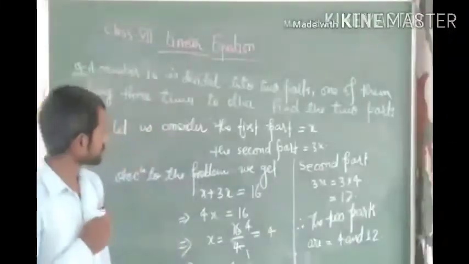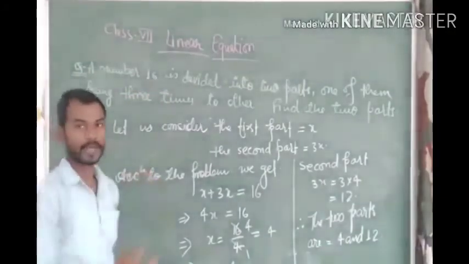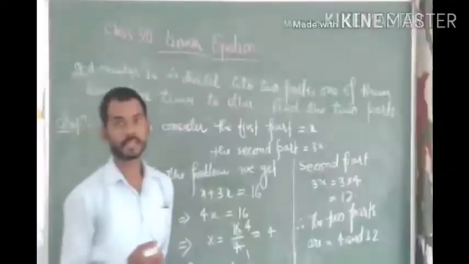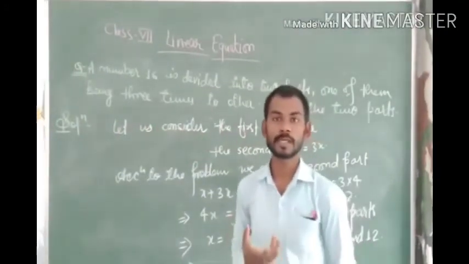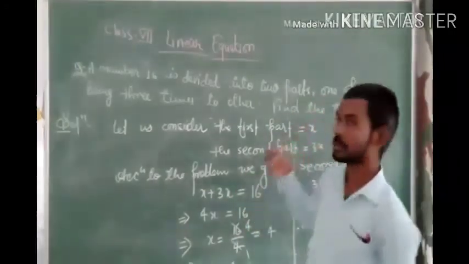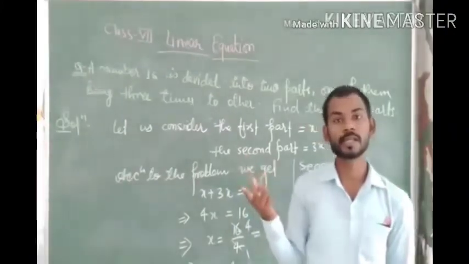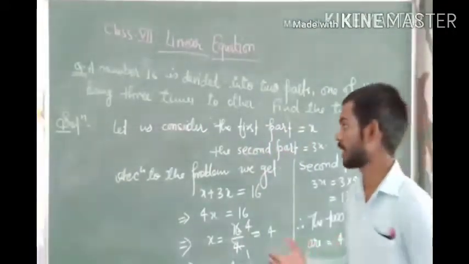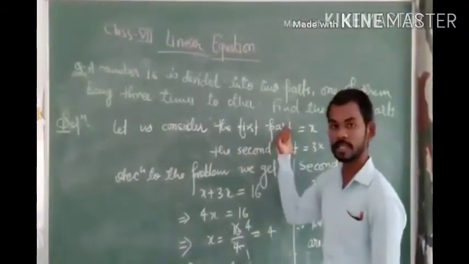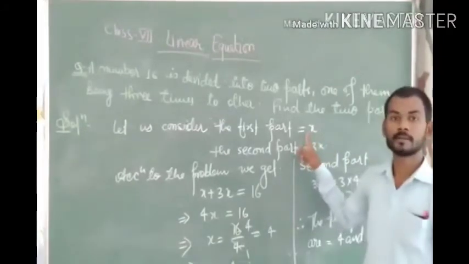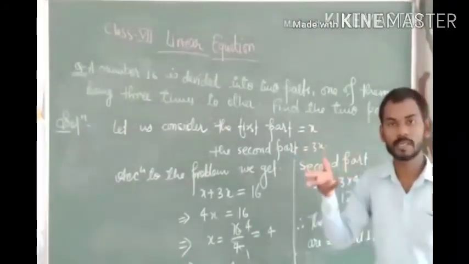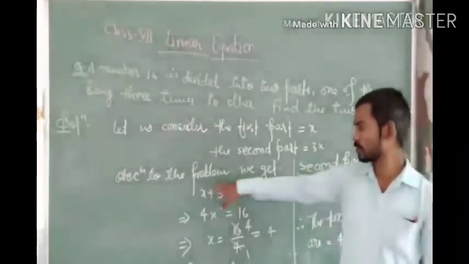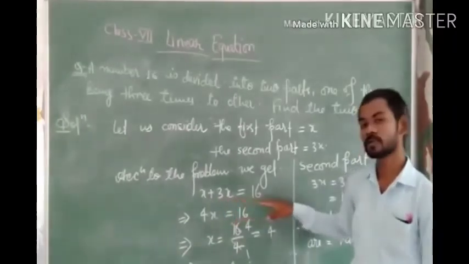Let me explain again. A number 16 is divided into two parts. One of them is 3 times the other. That means when 16 is divided into two parts, one part out of two parts is 3 times the other. So we need to find out the two parts in which 16 is divided. So let us consider the first part of 16 is x. If the first part is x, then it is obvious that the second part will be 3x as given in the question. So according to our problem, we get x plus 3x is equal to 16.